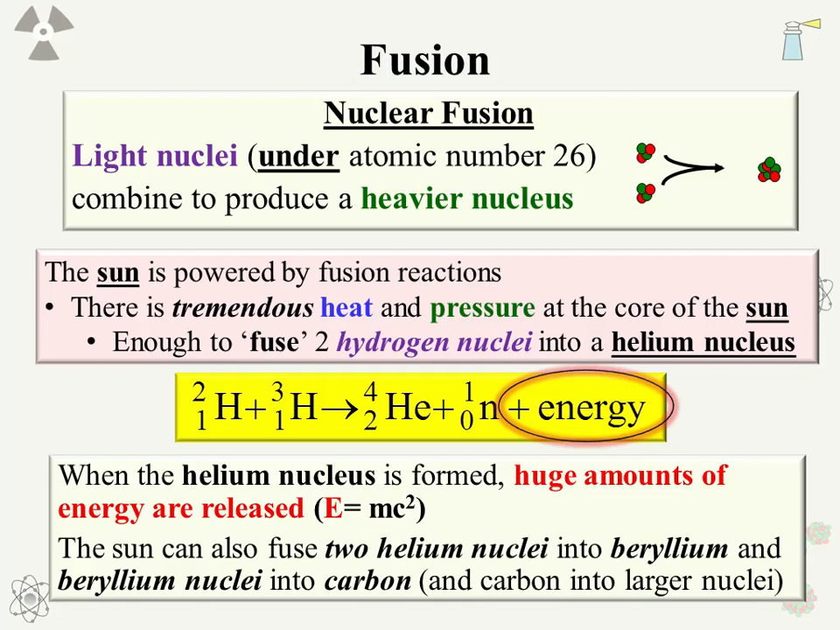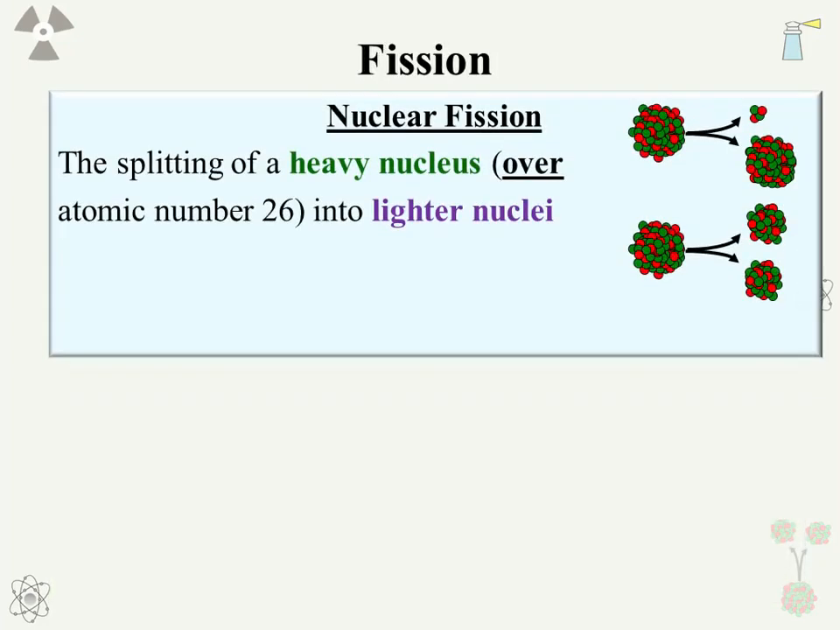Perhaps in the next 20 or 30 years, scientists will be able to harness fusion as an energy source on Earth. But until then, we will have to make do with the sun, or with fission, that is the splitting of a heavier nucleus.